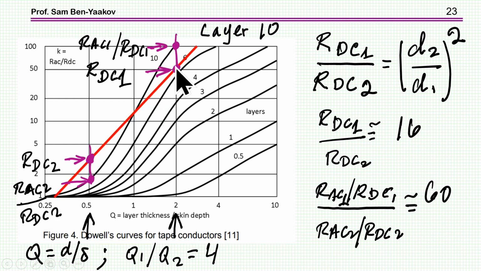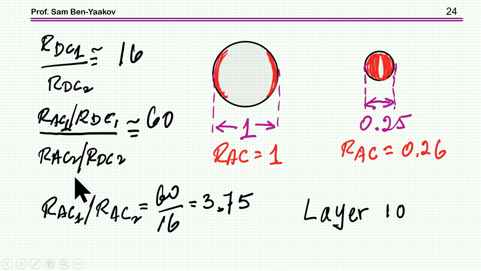this sort of helps me to understand what's going on. So now let's have a look for these two Qs, 2 and 0.5, what is the RAC over RDC for the 10th layer? Well, here it is 100, and here it is like 1.6, 1.7. So this ratio of moving from here to here is 60. So I've gained resistance RDC by 16, while RAC over RDC went down by 60. Okay, so the ratio is 3.75. RAC over RDC went down by 60, while RDC by itself changed by 16. So the ratio is 3.75.